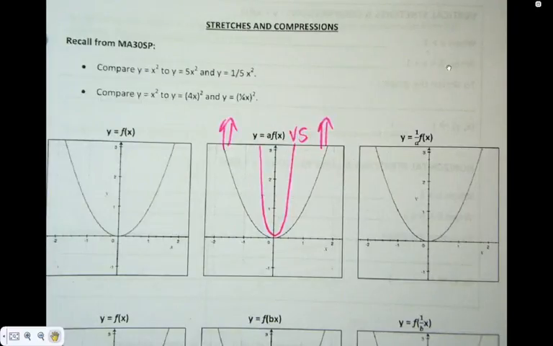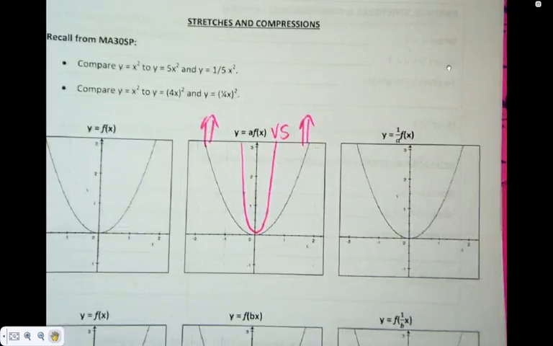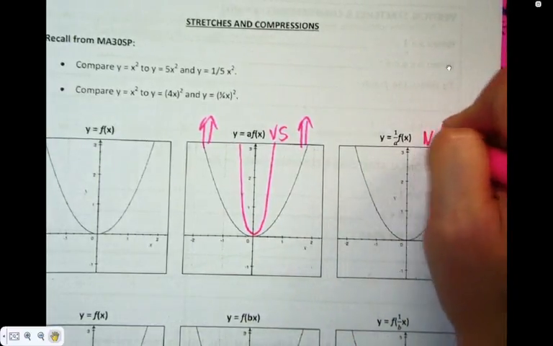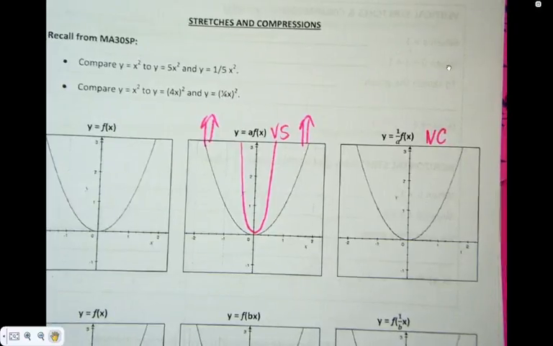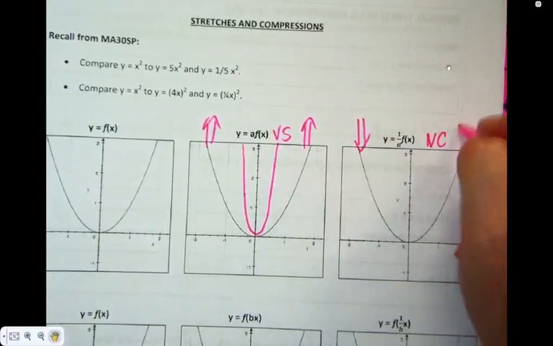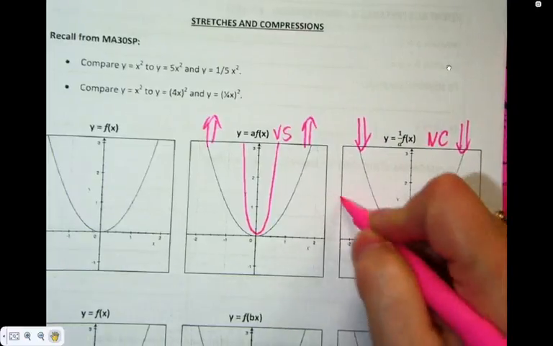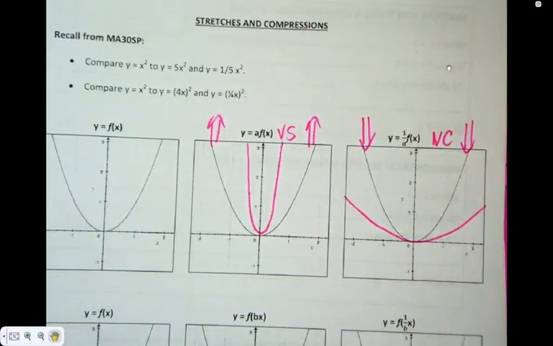And last year, you're probably thinking, well, if it's a big number, shouldn't it get wider? Because bigger means wider. Not in this case. It means a vertical stretch. You've yanked it. That's why it's become skinnier. 1 divided by a, so it's a fraction. That is a vertical compression. Compression means that something has come and sat on this parabola. It's compressed it from the top or bottom, and that's why it became wider last year. So it flattens out because something's sitting on it. Vertical compression.